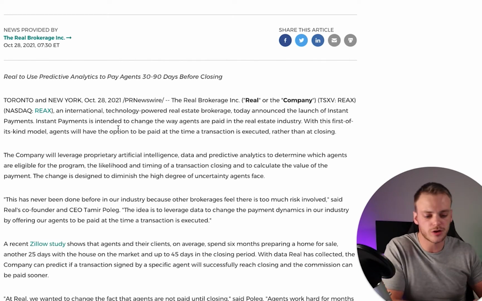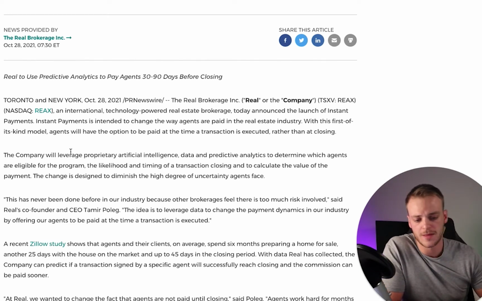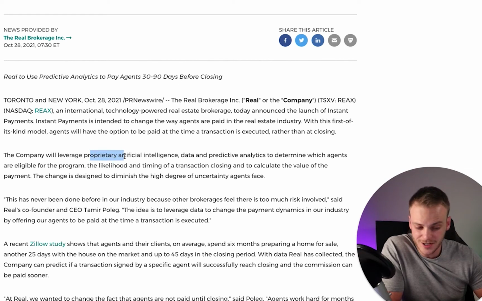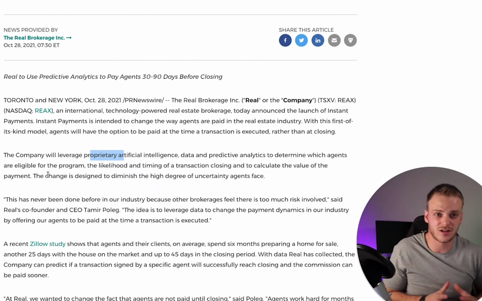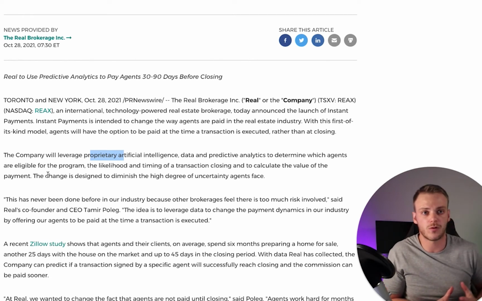Well, Real Broker is actually changing the way that this happens. They are going to leverage proprietary artificial intelligence data and predictive analytics to determine which agents are eligible for the program, the likelihood and timing of a transaction closing, and to calculate the value of the payment. So basically, they're going to give you a cash advance up front. They're going to front you the money before the deal even closes.